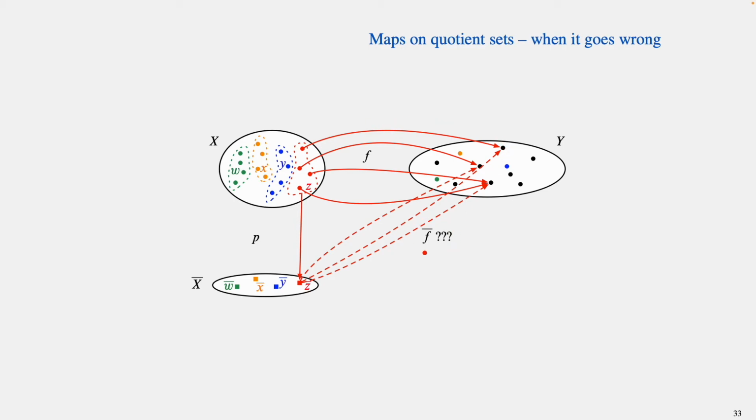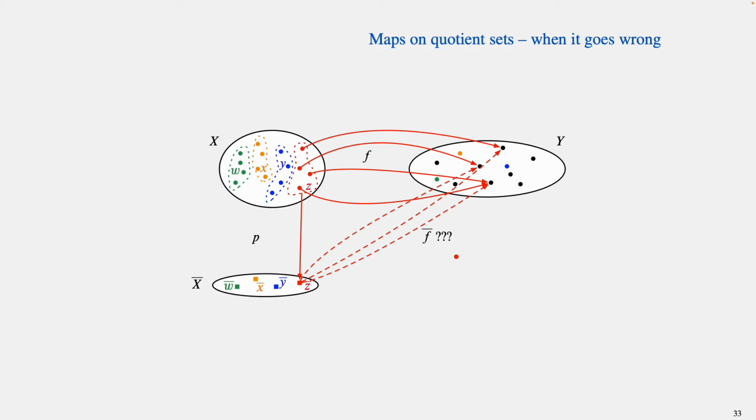So if we were to define this map F bar, which just assigns one image for the full equivalence class, then which one should we pick? There is no unique candidate. So we can't just assign three different values for a function, because then it's not a function. So yeah, we would have to pick one, but then it would not have the property required from the proposition. So in this case, such an F bar would not exist.